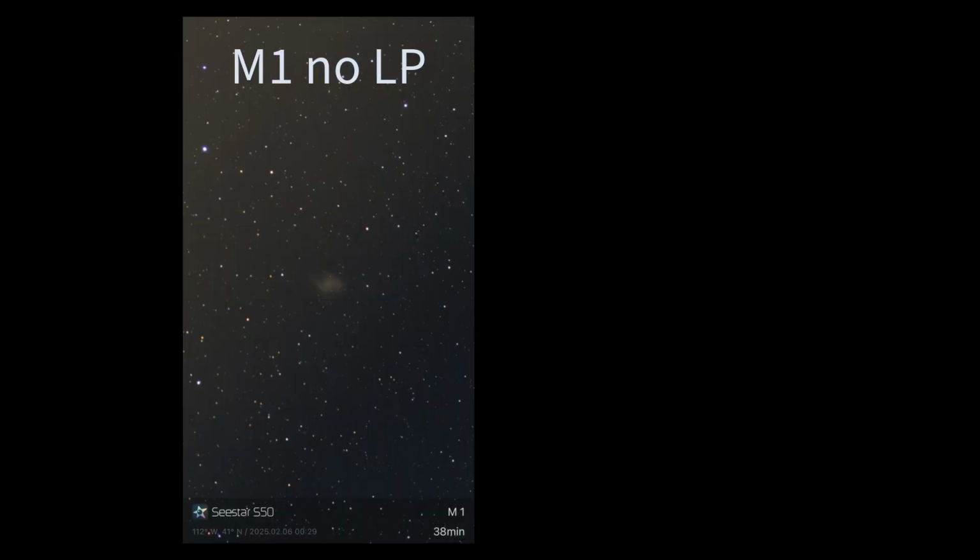Our next object is M1, the Crab Nebula, and this is the version with no light pollution filter turned on. And just for reference, the app does suggest that we turn it on for this one. So this is doing what the app tells us not to do. And this one had 38 minutes of exposure time on it, just for reference.